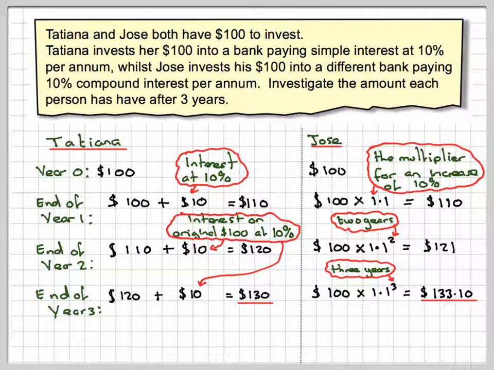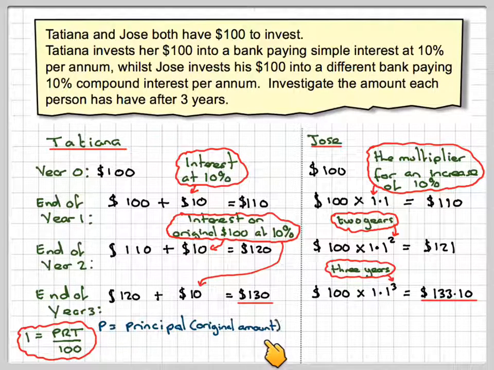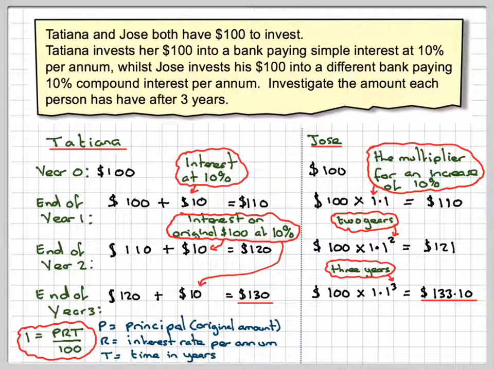Now there are a couple of formulas. The simple interest one is worth remembering, but the compound interest one probably is not, because it's better to just think of it as a percentage increase. So the simple interest formula is I equals PRT divided by 100. Now what do each of these things mean? P stands for the principal, which is the original amount. R is the interest rate per annum, and T is the time in years. Note, this formula will only give you the interest. If you want to find the total amount, you have to add it to the original amount.